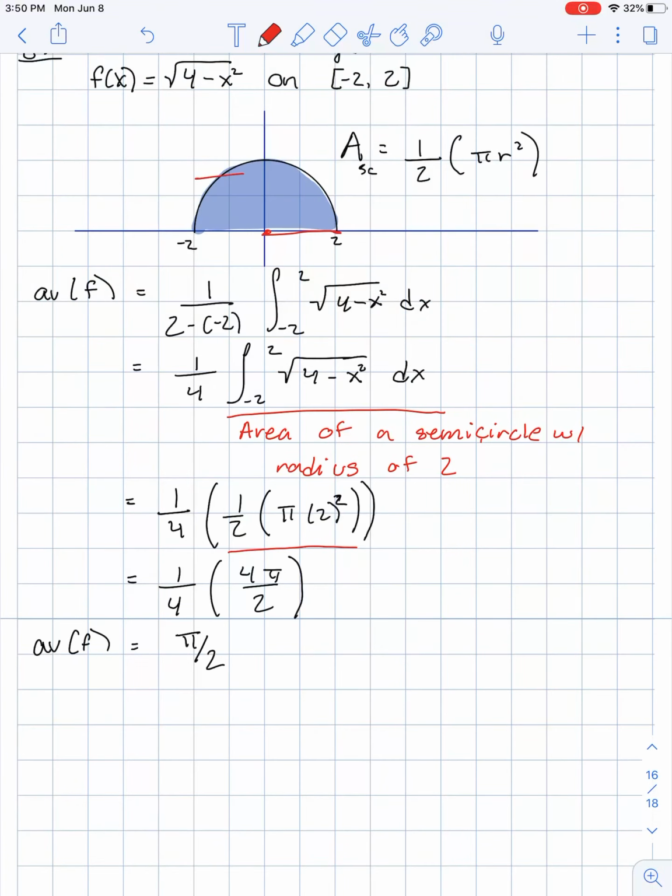So we can draw that. I think pi over 2 is like right here. I could be totally wrong, but I know it's definitely more than 1.5. All right, pi over 2. And that's our average value.